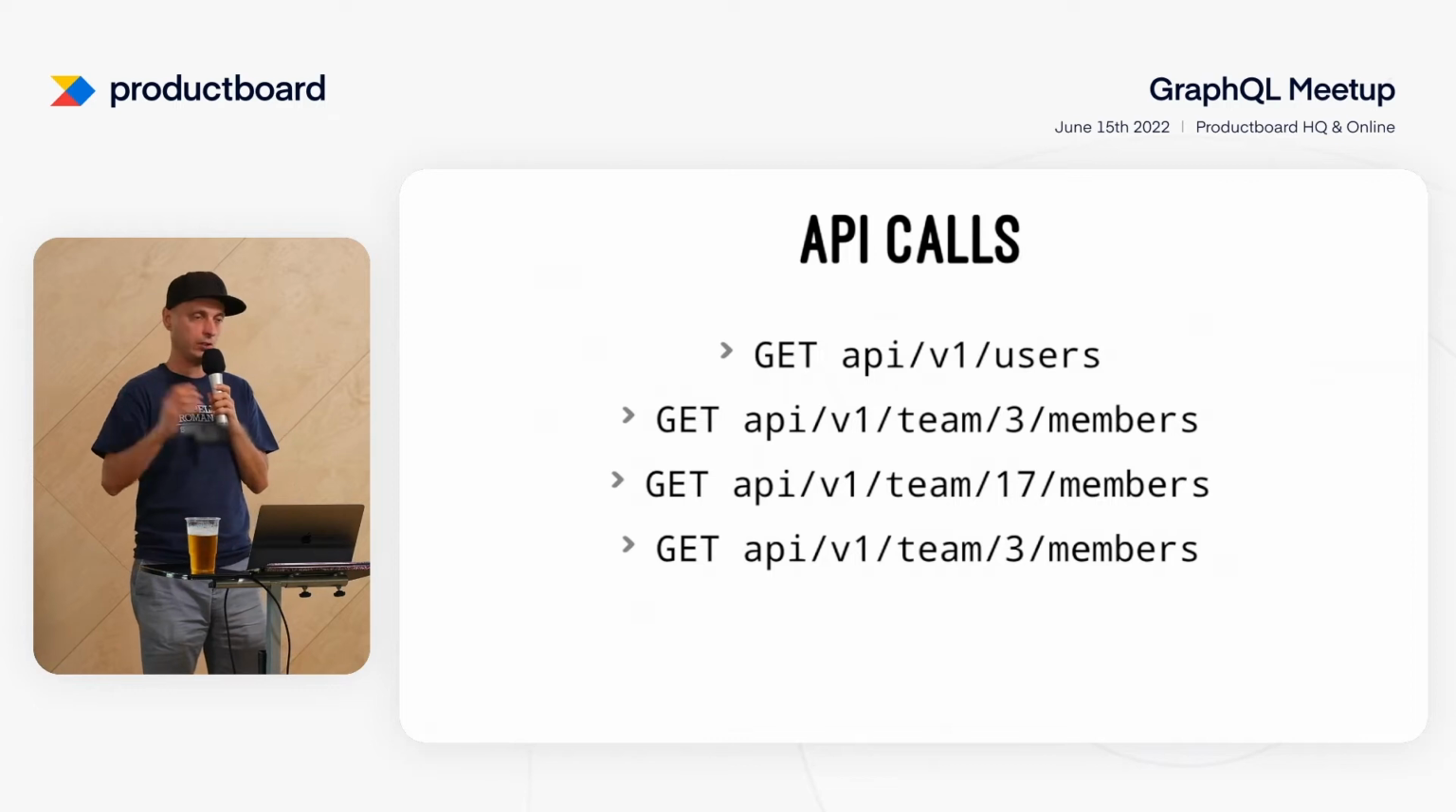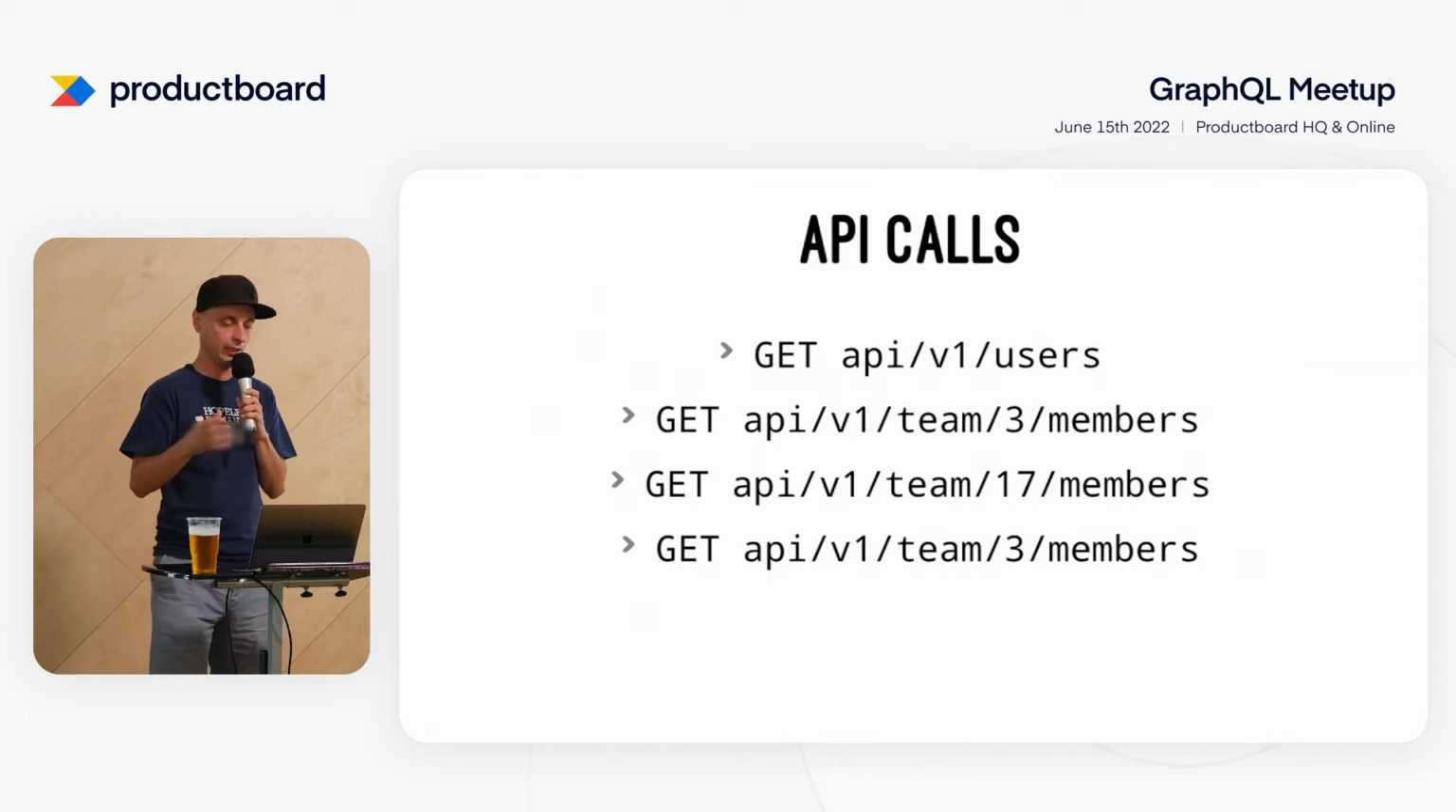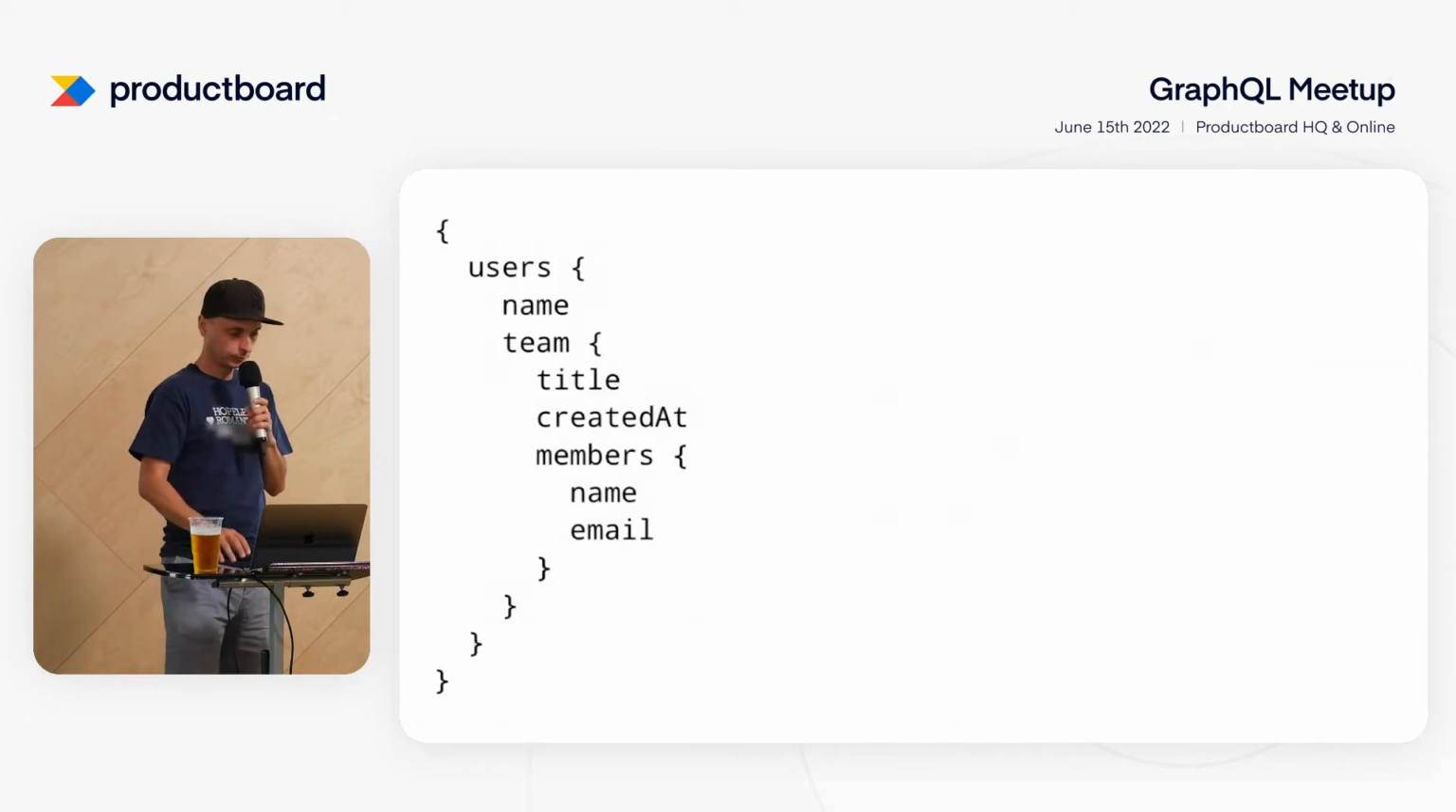So the API calls that happen during resolving of this query are these 4. We already see it's not as efficient as it could be, because we fetch the members of team 3 two times. That definitely could be improved, but not great, not terrible. It could get worse if we request more data.